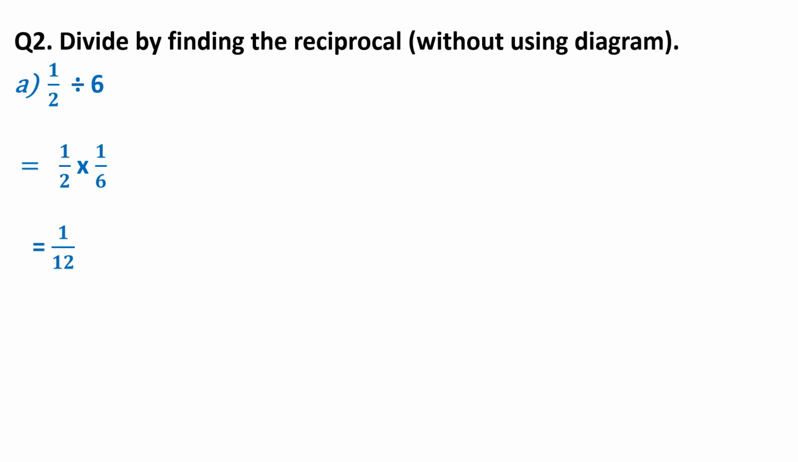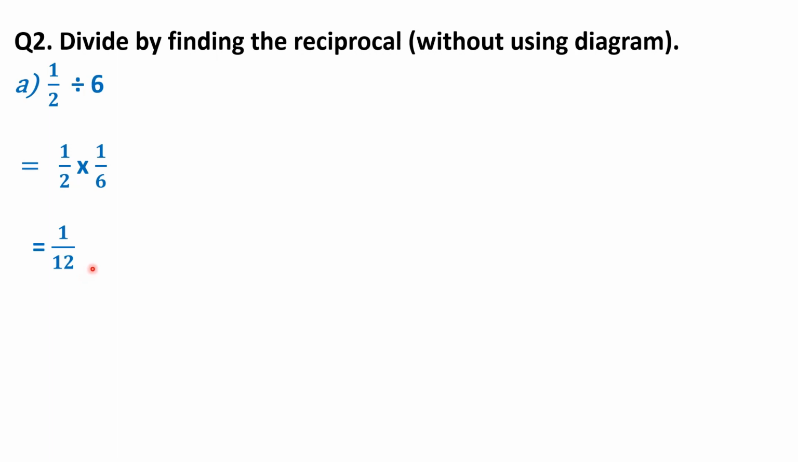Next is divide by finding the reciprocal without using a diagram. So without using a diagram, we have to find the solution of 1 by 2 divided by 6. So we have to take the reciprocal of 6. So 1 by 2 multiplied by 1 by 6. As I said, the reciprocal of a whole number is 1 divided by that whole number. So 1 by 6. We get 1 into 1 gives 1, and 2 into 6 gives 12. So the answer is 1 by 12.